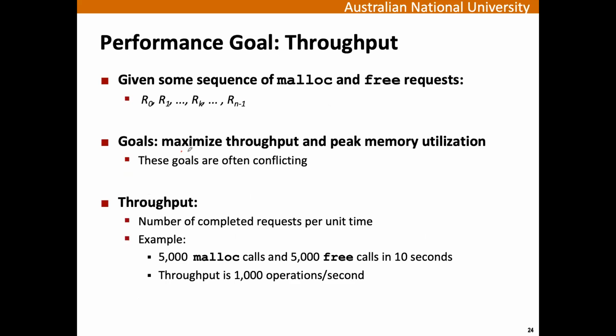So we really care about throughput, and we really care about peak memory utilization. And these two are at odds with each other. Once again, this is something you will learn if you do the assignment well. Throughput is how many requests you complete per unit of time. Which of the two allocators you have written in the lab do you think has better throughput, the mmap-based allocator or the implicit free list? Which is faster?